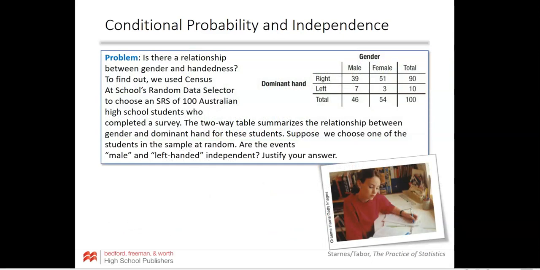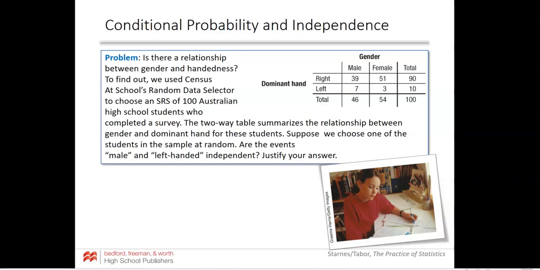Is there a relationship between gender and handedness, like left hand, right hand? That's interesting. It's possible. To find out, we use a Census At School random data selector to choose an SRS of 100 Australian high school students who complete a survey. The two-way table summarizes the relationship between gender and dominant hand for these students. Suppose we choose one of the students at random. Are the events male and left-handed independent? So let's test it.